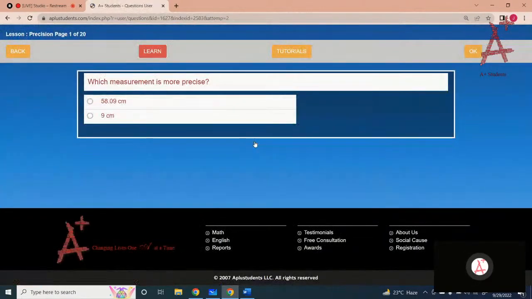Okay, the first one is which measurement is more precise, 58.09 or 9 centimeters. Which one is the correct option? Yes, the first option, very good. Both of them have the same unit, centimeter, but the one that has more decimal places is more precise. Got it? Select the correct option and click on the OK button.